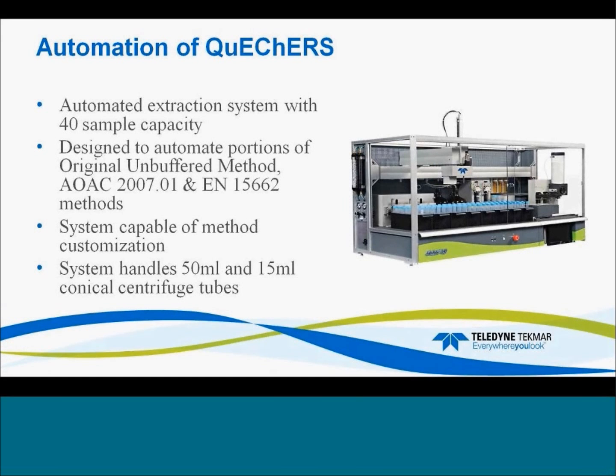What we did as a company is we came out with an automated extraction system that's capable of extracting 40 samples. It's called the Automate Q40. It is designed to automate the original unbuffered method, the AOAC 2007.01, and the EN 15662. The system is capable of method optimization, and handles 50 and 15 milliliter conical centrifuge tubes.